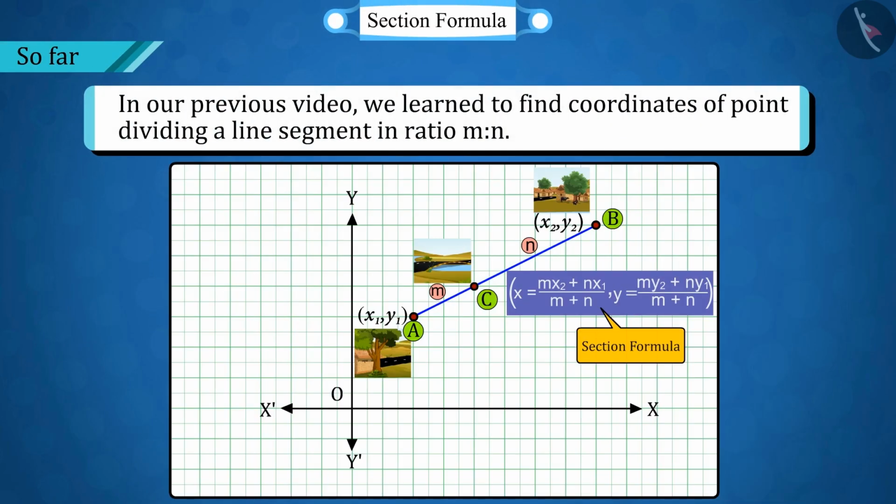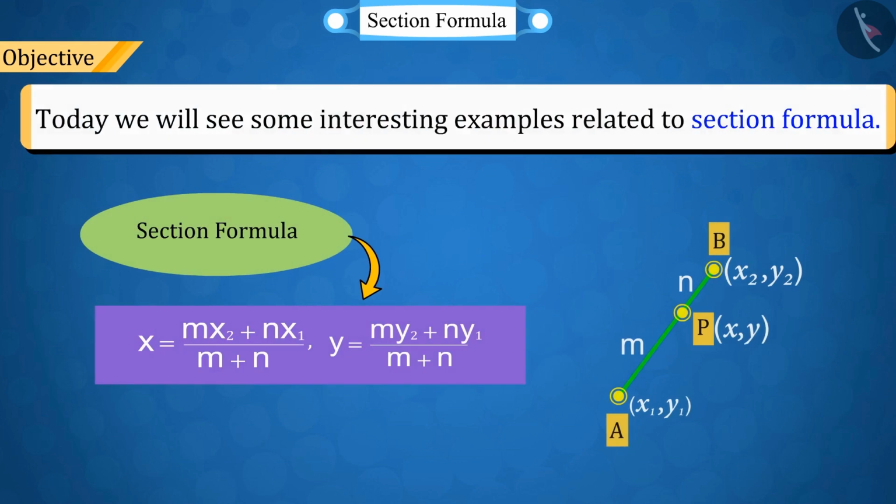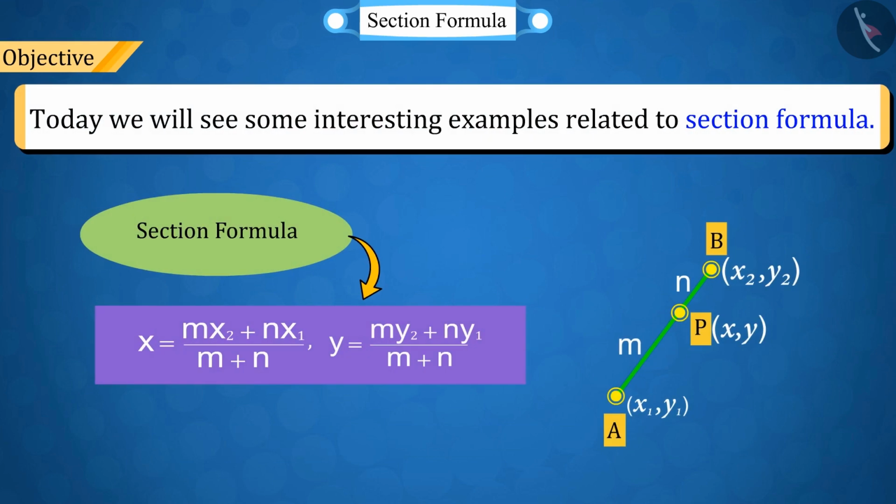In our previous video, we learned to find the values of the coordinates of point C internally dividing the line AB connecting the 2 points A and B in m/n, called the section formula. Today we will see some interesting examples related to this concept.